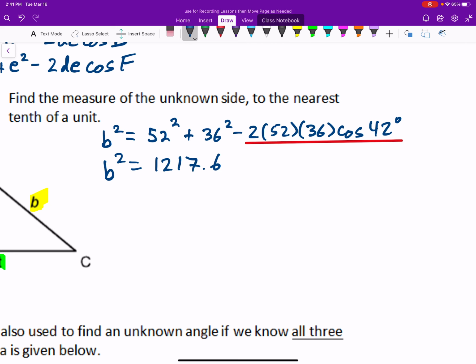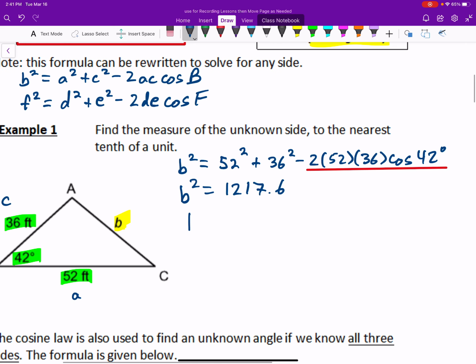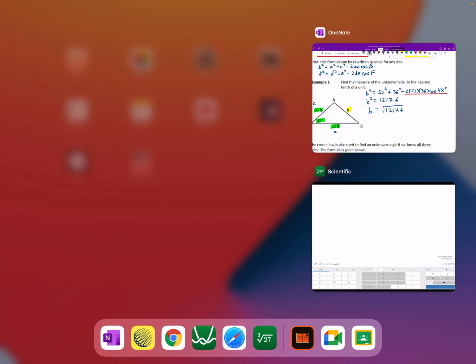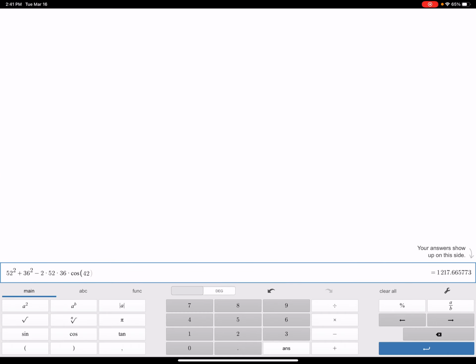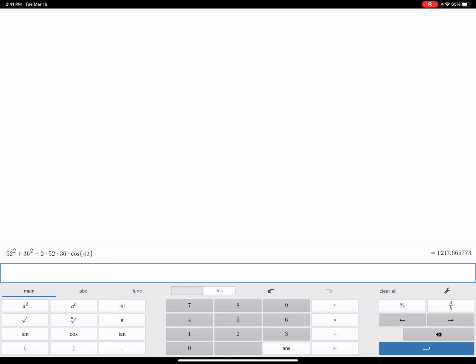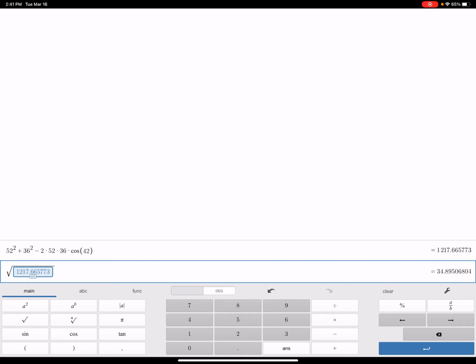And then the last step is to take the square root of each side. Taking the square root of the left gives me just b, and then I have the square root of whatever my answer was. Usually, most calculators have the option of taking your previous answer, which is still in the calculator, and just typing it in again. So I didn't have to retype in the 1217, as you can see on my calculator.